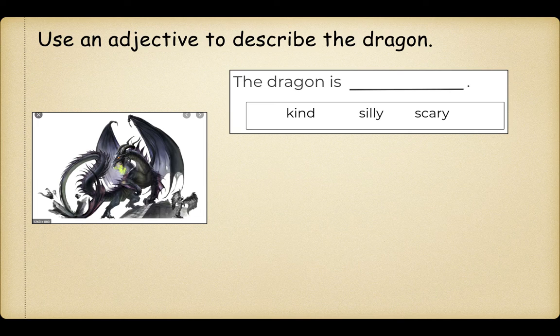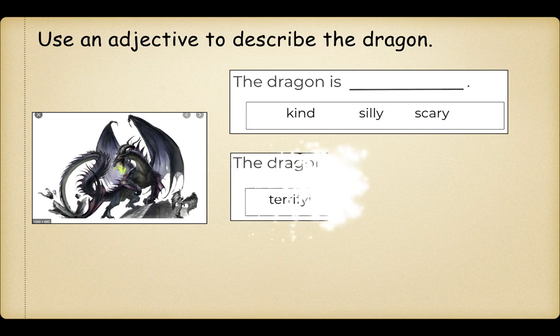Think about it. Is the dragon kind, silly, or scary? Think about the story. What was the dragon doing every time the villagers took the dragon something, or the army went to deal with the dragon? Yes, the dragon is scary.